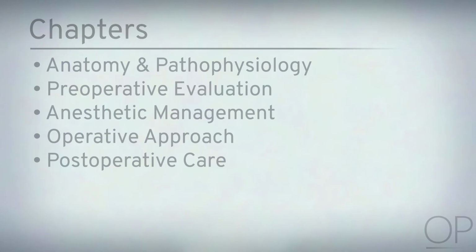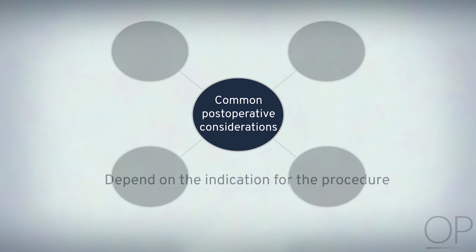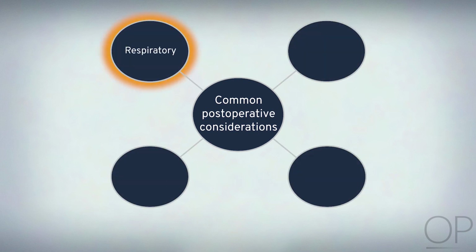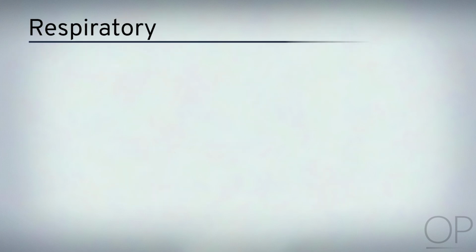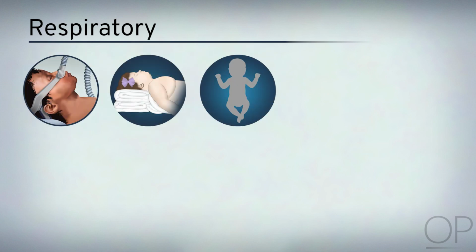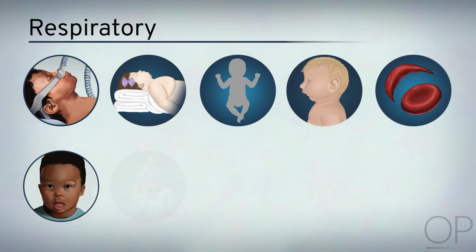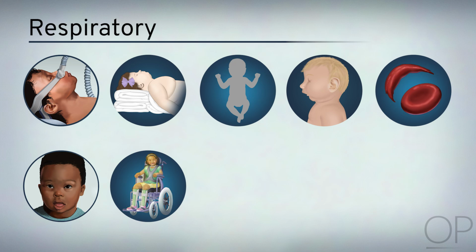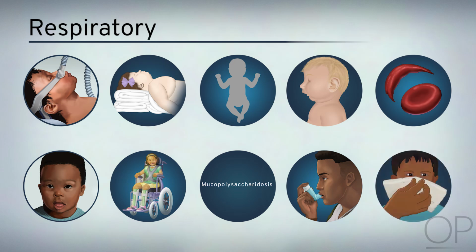Postoperative care. The most common issues following tonsillectomy depend on the indication for the procedure. Postoperative respiratory complications have an incidence of 9% and range in severity from mild desaturation to life-threatening airway obstruction. Children at increased risk of respiratory compromise include patients with obstructive sleep apnea, obesity, age of less than 3 years, craniofacial abnormalities, sickle cell disease, Down syndrome, neurologic disorders such as cerebral palsy, mucopolysaccharidosis, history of asthma, and recent upper airway infection.